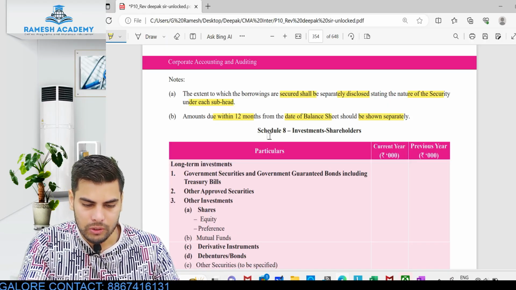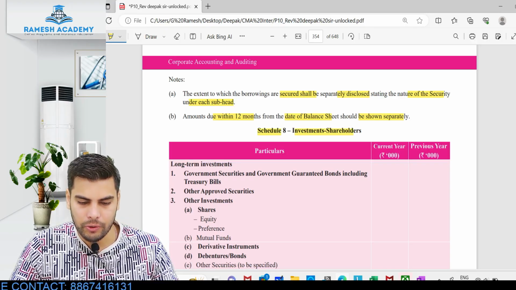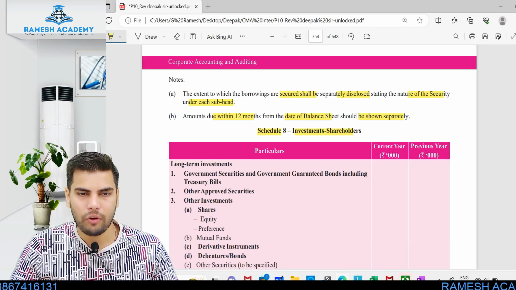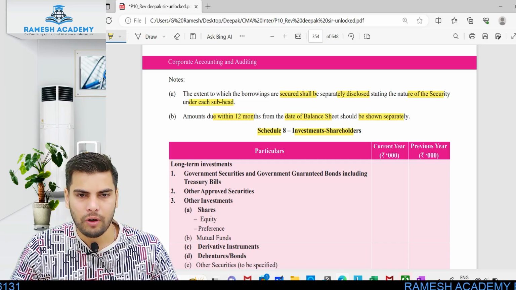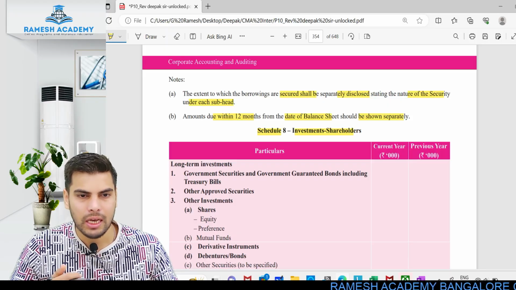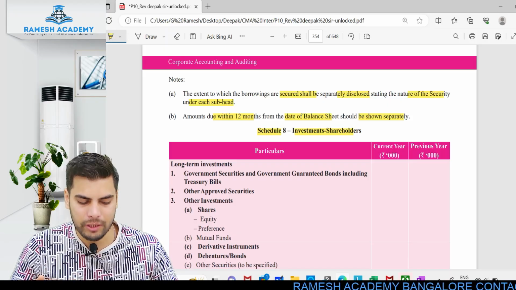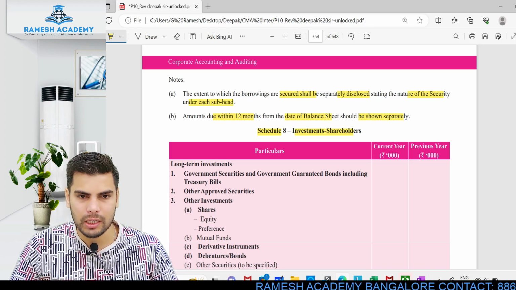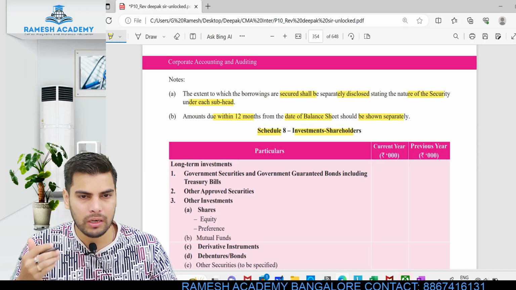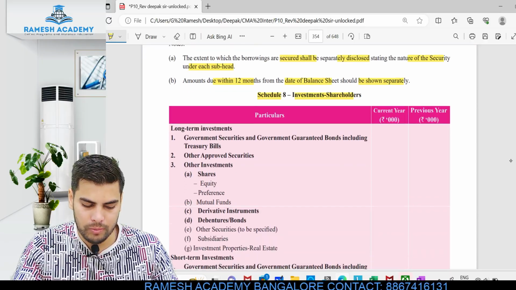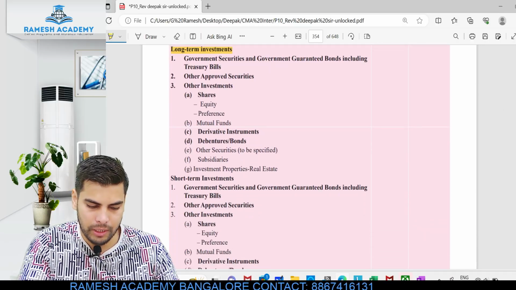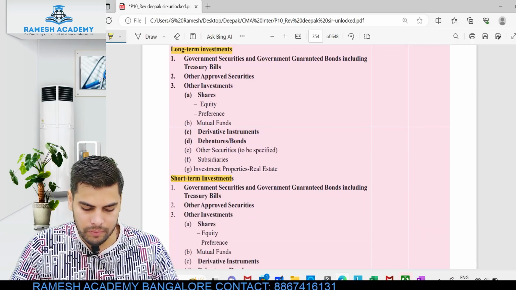All right. So then we have got Schedule 8. This is related to your investment. So any money whatever you have invested, whether it is in the form of government bonds, government securities, approved securities, investment in real estate, debentures, shares, mutual fund, derivative instruments, all these things will be shown separately. So when it comes to investment, broadly two heads. One would be the long-term investment, another would be the short-term investment. Both will be shown over here itself. Look at this. When it comes to investment, the broad classification would be long-term investment and short-term investment.